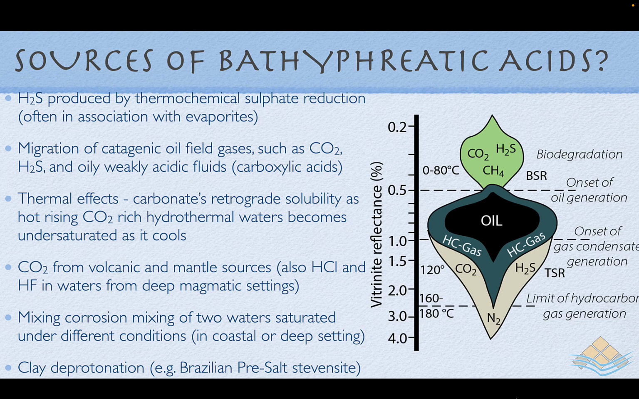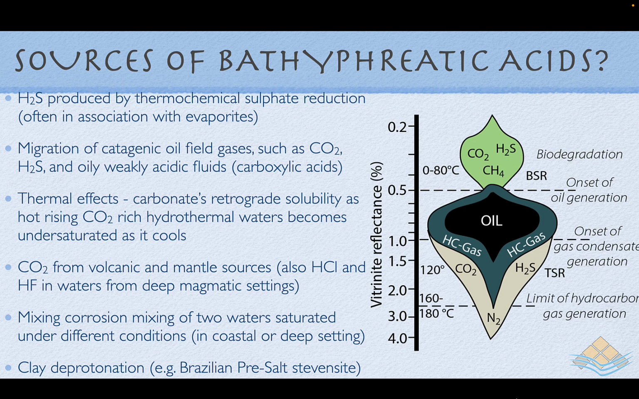The various sources of these bathyphreatic or deeply derived acids are H2S, which can come from thermochemical sulphate reduction at depth, and this is often in association with sulphate evaporites. We can have maturation of organic matter, forming catagenic oil-filled gases that include CO2, H2S, and also some weakly acidic fluids, carboxylic acids, that form during late diagenetic and early catagenic stages of thermal maturation via thermal alteration of kerogen, and to a lesser extent via the oxidation of some existing hydrocarbons.